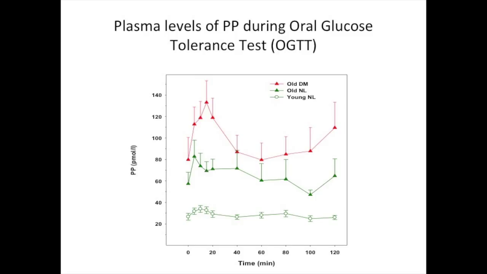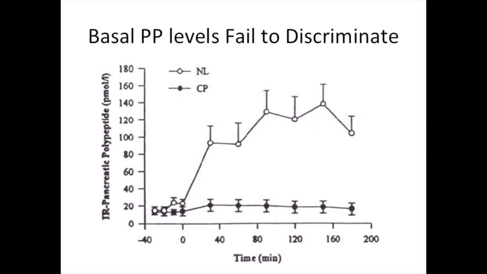So there's an age-associated increase with PP levels and a type 2 diabetes-associated increase with PP, and that means that you can easily distinguish patients who are PP deficient from garden variety type 2 diabetes patients. Now, unfortunately, we can't use basal levels of PP to identify people who are deficient in PP. And this is just one figure that illustrates this, that basal levels of PP are almost indistinguishable between patients who are PP deficient and patients who have a normal response to the test meal.